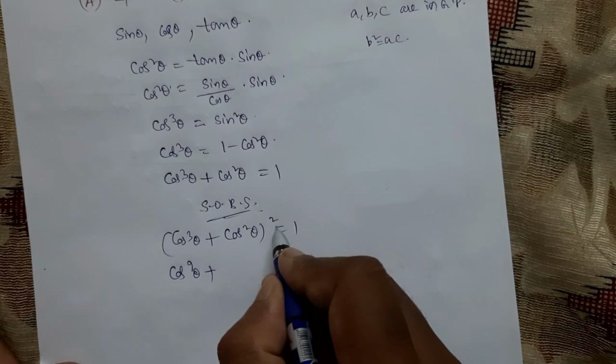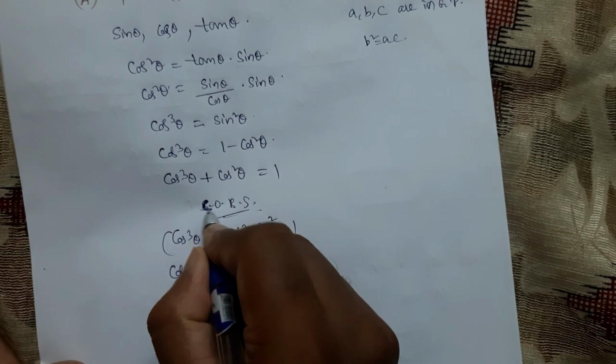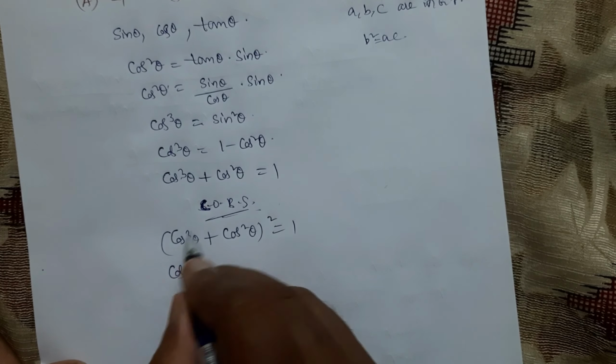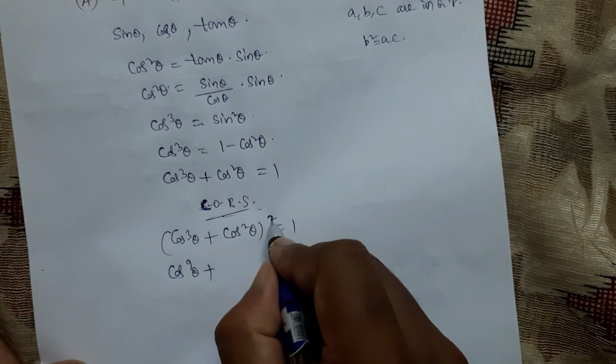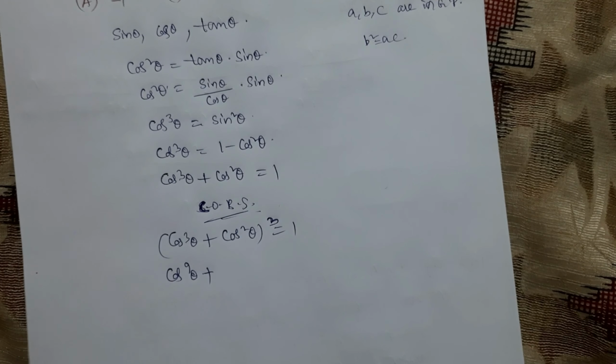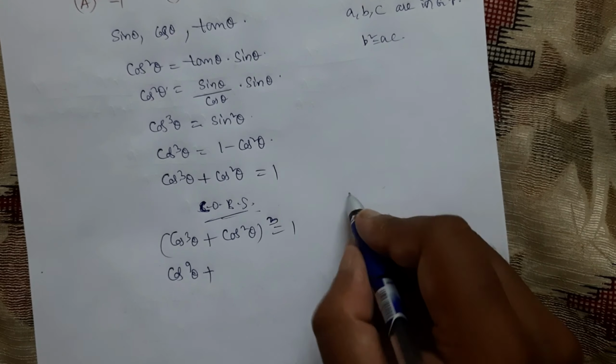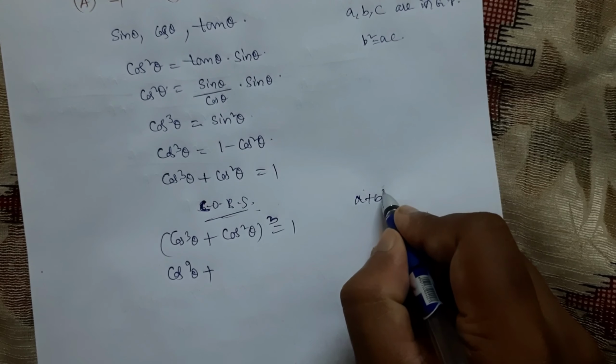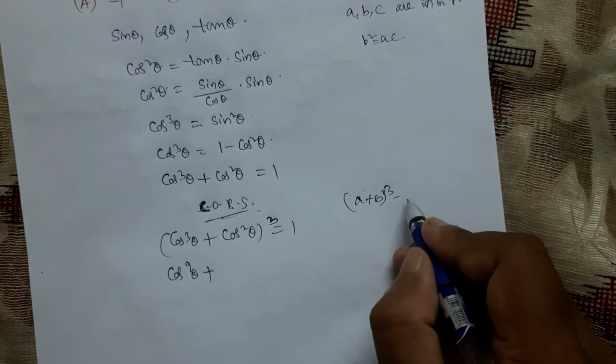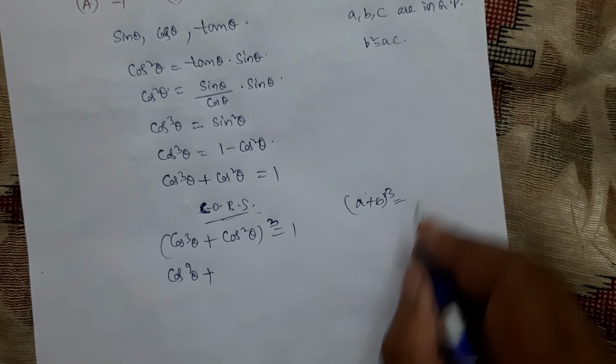See, okay, we should not do squaring on both sides, we should do cubing on both sides. Why? Because 3 whole square will become 6 only, not 9. Okay, cubing on both sides we need to do. Now we know the value of a plus b whole cube formula namge gottu, that is a cube plus b cube plus 3ab into a plus b.